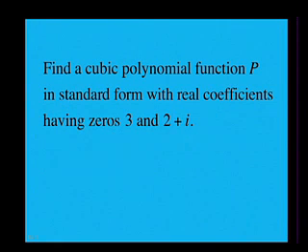Let's do an example. Find a cubic polynomial function p in standard form with real coefficients having zeros of 3 and 2 plus i. Okay, well, what that means is we're going to be looking for a polynomial of degree 3 that has zeros 3 and 2 plus i.